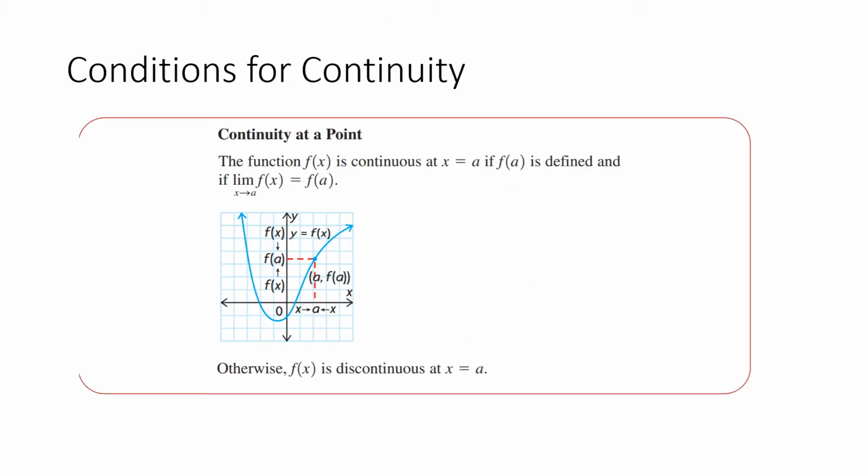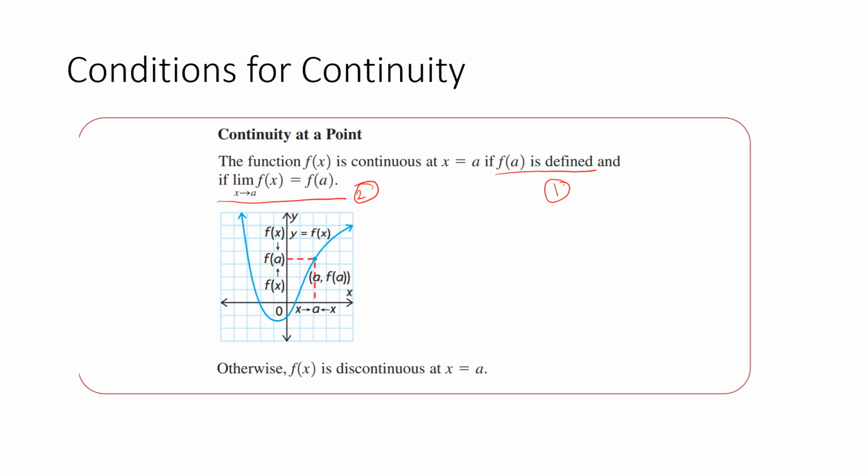There are two main conditions we need to satisfy in order to consider a graph continuous. The first one says the function f(x) is continuous at x equals a, where a is any number, if f(a) is defined. This is our first condition. And if the limit as x approaches a of f(x) equals f(a), that is our second main condition.